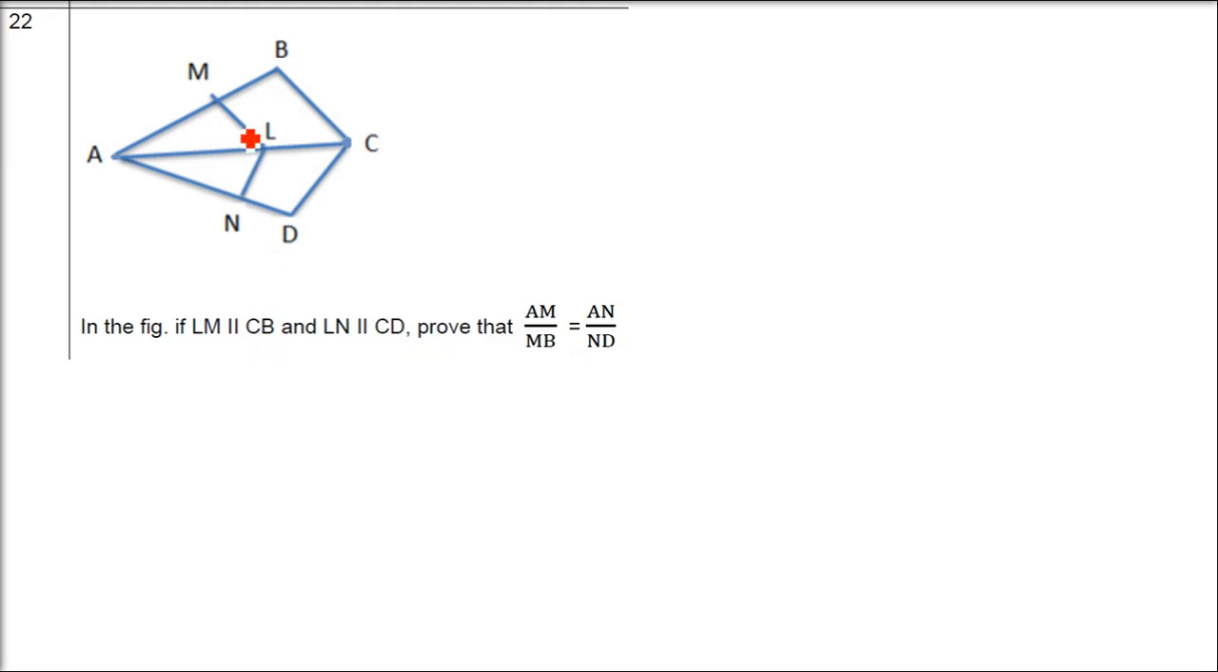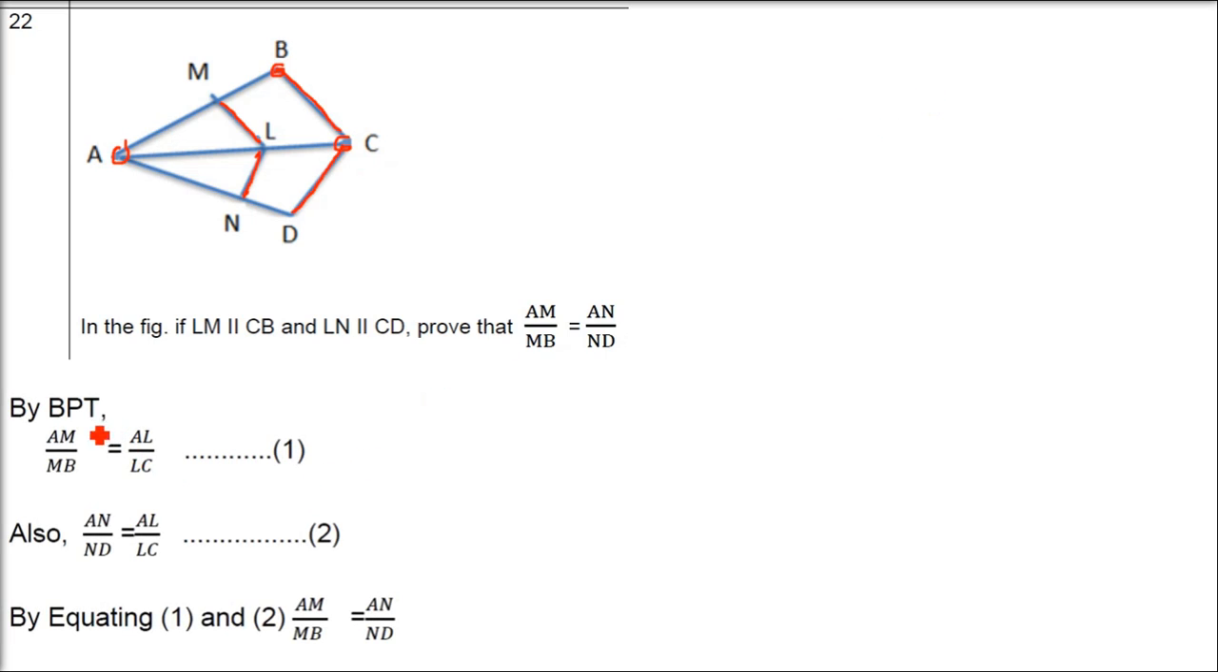In this figure, if LM is parallel to BC, and LN is parallel to CD, we have to prove that AM by MB is equal to AN by ND. So there are two triangles here. First we'll take triangle ABC, and then we'll take triangle ADC. This is how you have to write.